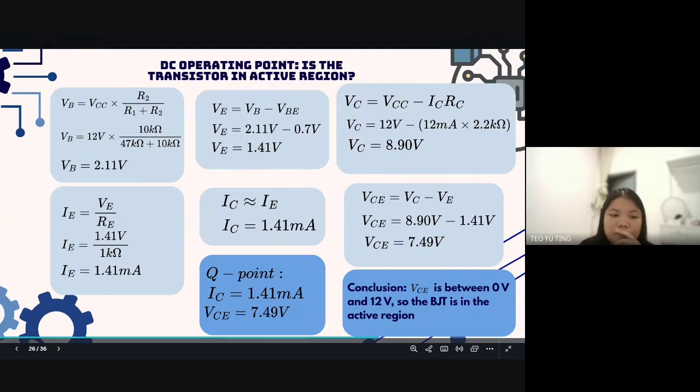In DC analysis, for the emitter current, we use the normal formula V equals IR, so we can get this formula, and the emitter current is 1.41 milliamperes. The collector current is assumed similar to the emitter current, so also 1.41 milliamperes. For the Q point, we get IC equals 1.41 milliamperes and VC equals 7.49 volts. In conclusion, VC is between 0 volts and 12 volts, so the BJT is in the active region.